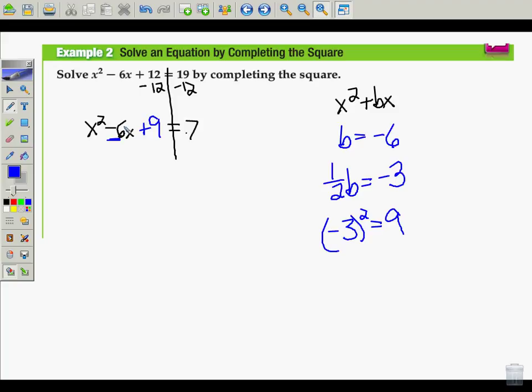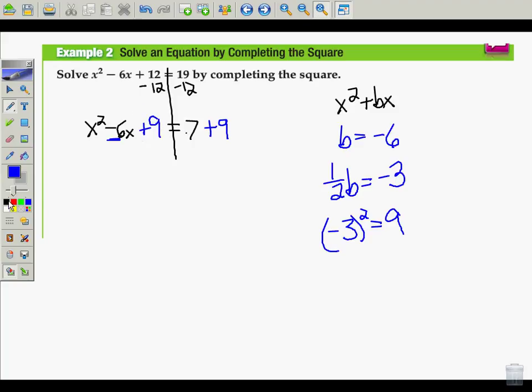But remember, anything I do to one side of an equation, I have to do to the other side. So when you complete the square, you add 9 to one side to complete the square, but you have to add 9 to the other side in order to keep your equation balanced. Okay, you cannot just add something to one side. Anything you do to one side, you have to do to the other.